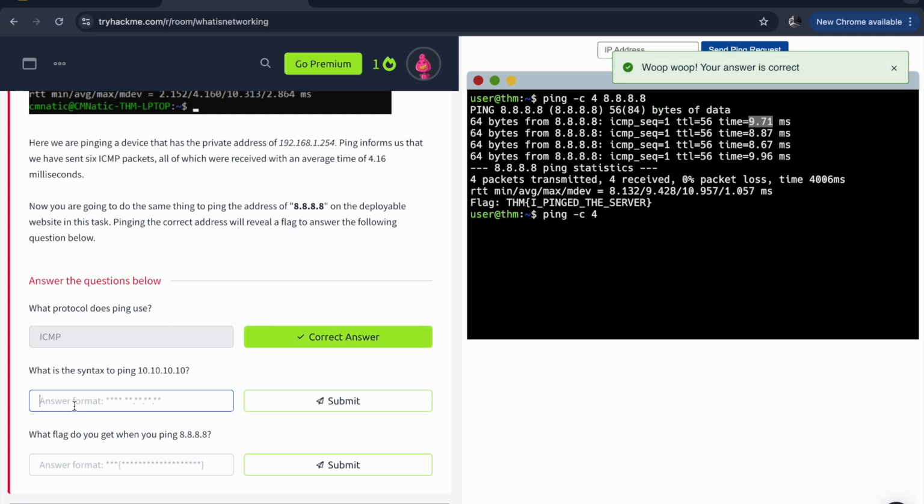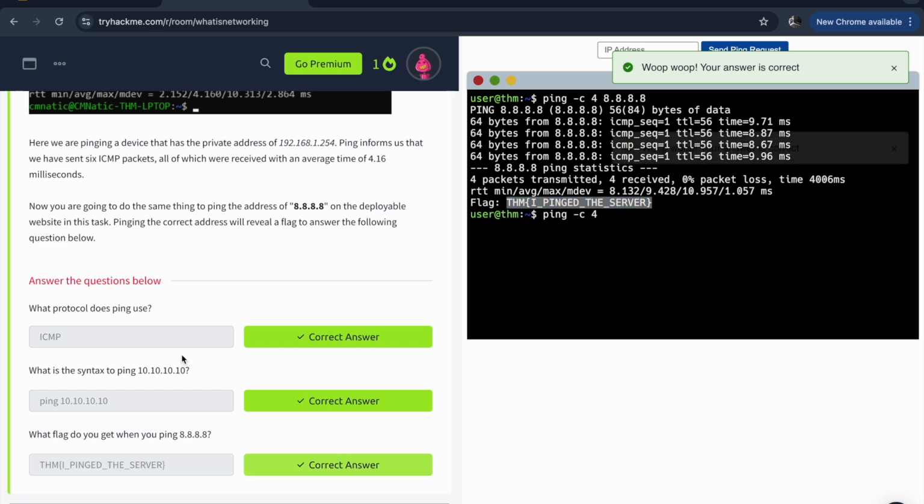What is the syntax to ping 10.0.10.0? That should be ping 10.0.10.0, like that, if you want to ping that. What is the flag? This should be the flag we got, and I should be able to copy and paste.